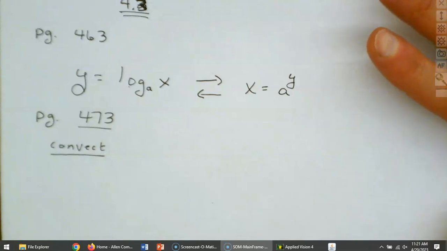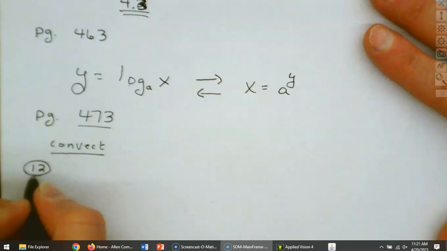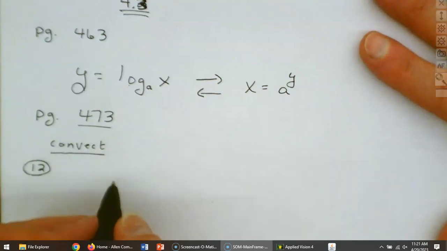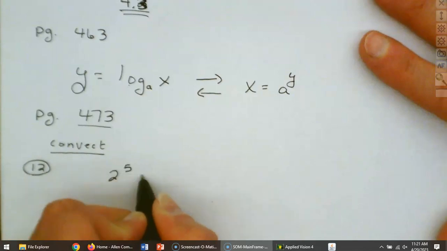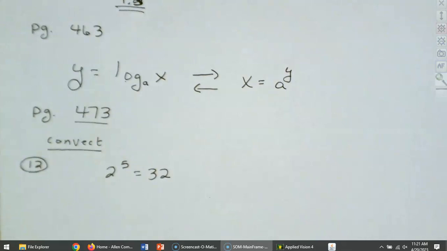And so we're going to convert the exponential to the logarithm, and then we'll do the logarithm to the exponential. So question, we'll do question 12 here. We have 2 to the 5th power equals 32. Now, this is an exponential, and we want to see how to convert it.